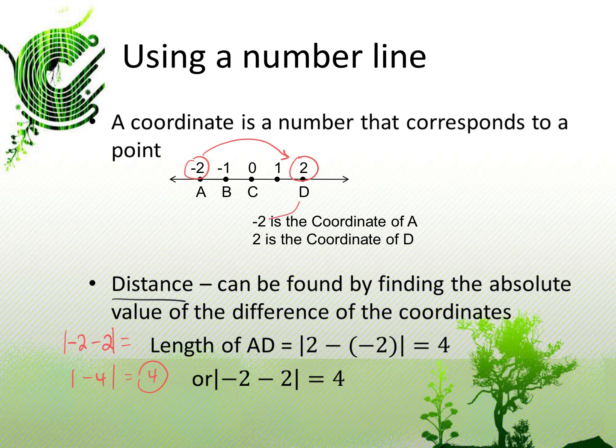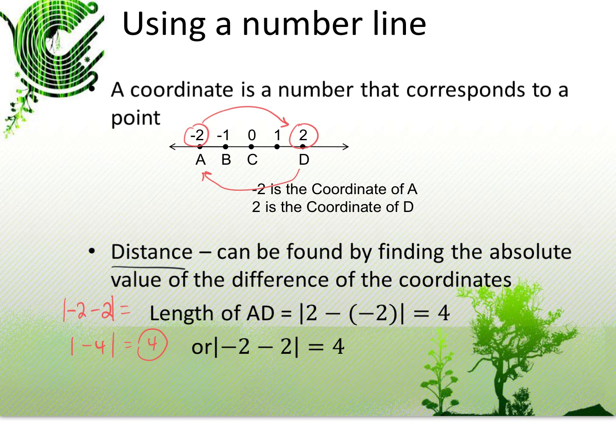I can also do it the other way. It doesn't matter which one I put first. I could have said 2 minus -2, and taken the absolute value of that. That's going to be the absolute value of 2 plus 2, or 4, which is also 4. So whether I count or I use the subtraction, the difference of coordinates formula, either one is going to give me the true distance between two points. And again, remember, you're never going to have a negative distance.